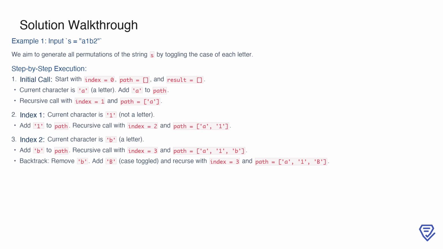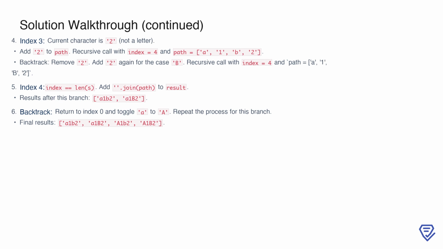After this, we backtrack by removing b from the path, toggling its case to uppercase B, and making another recursive call. This process ensures we explore both case options for each letter while building the path incrementally. At index 3, the current character is 2, which is not a letter. We add 2 to the path and make a recursive call. After completing this branch, we backtrack by removing 2, then add it again for the alternate path where B was used instead of b. Once the index equals the length of the string, we join the path into a string and add it to the result.